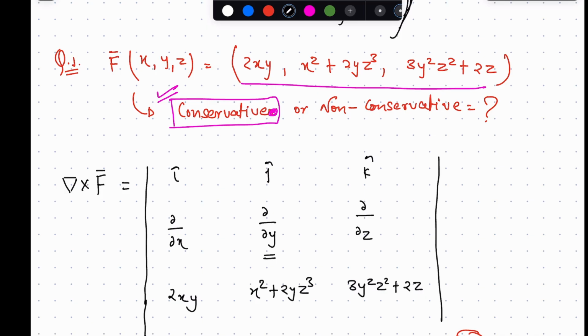Like for gravitation, for electrostatics, for the magnetic field, by the name we know that it is conservative or not. But if it is given mathematically, then you need to proceed mathematically to find it out. Think about it. Can there be any other method for this field to determine whether it is conservative or not?